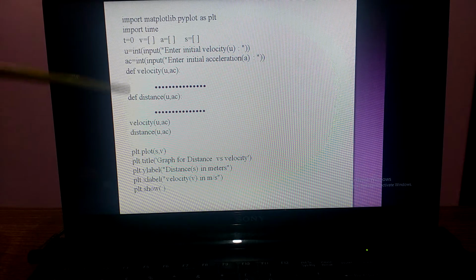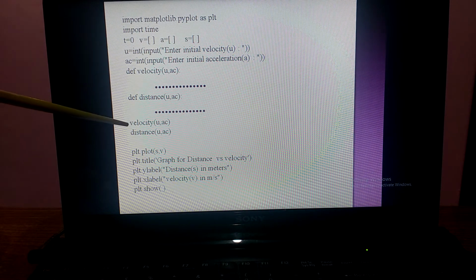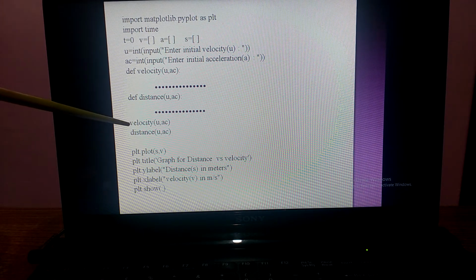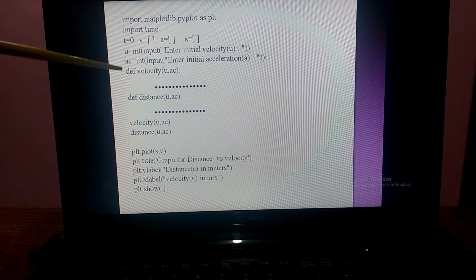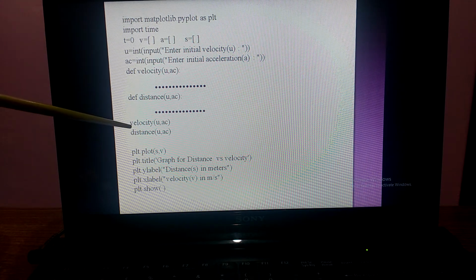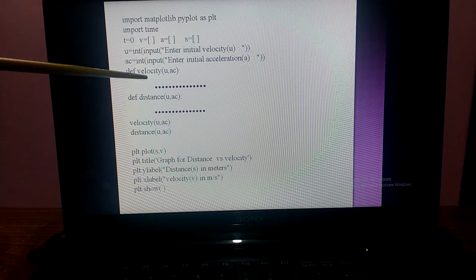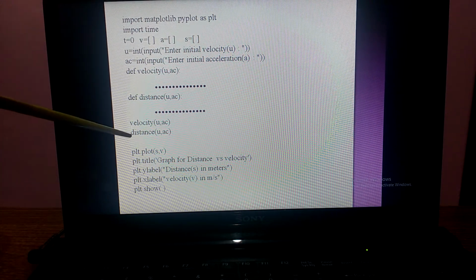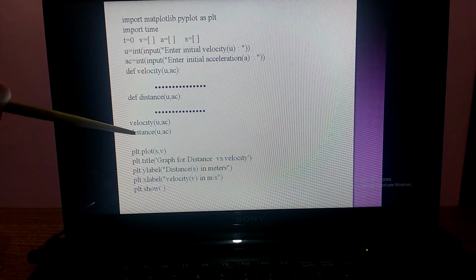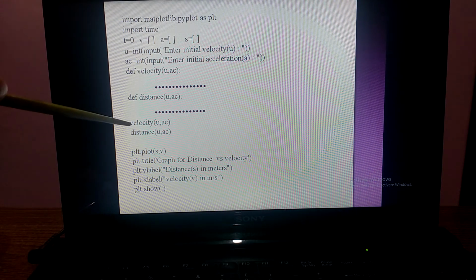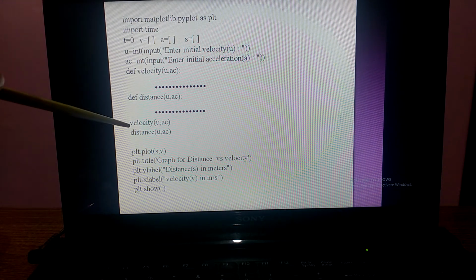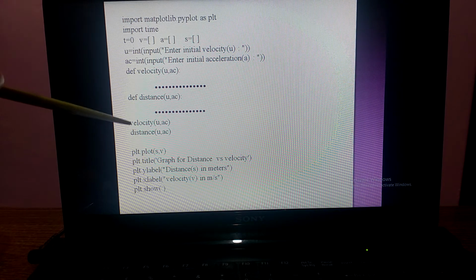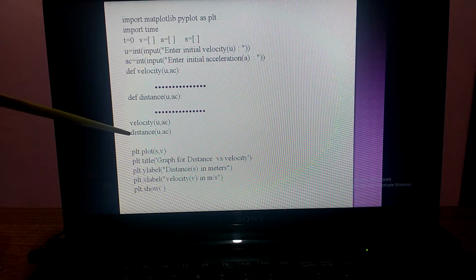After these methods are defined, I will be calling my methods. That means I am calling my method velocity. Once you call your method velocity here, your graph will be executed. After closing your graph only, the second method will be executed, that is distance. If your graph is open, you will be in velocity, the first method. Only after closing it will you enter the second method.